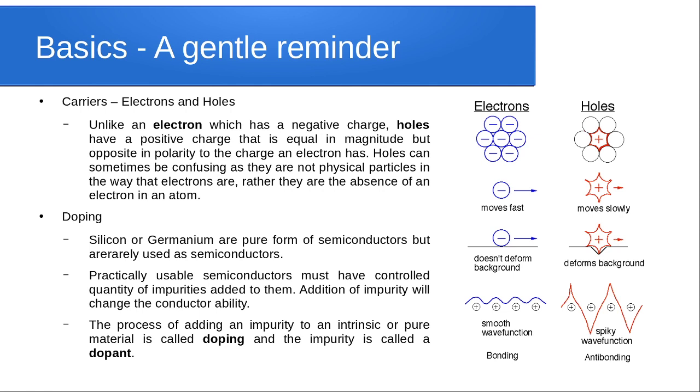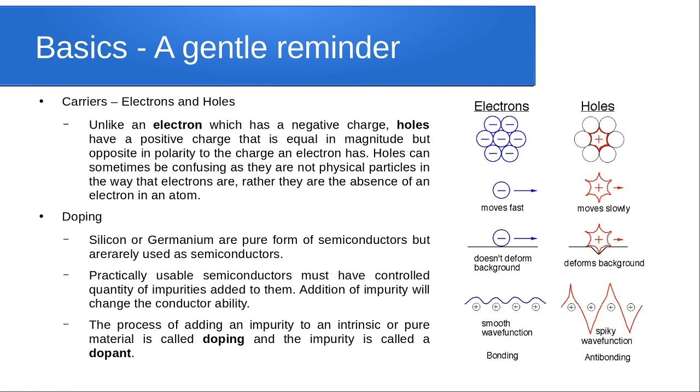Unlike in conductors, where the current is due to the movement of electrons, in semiconductors there are two carriers, which are electrons and holes. Electrons have a negative charge and holes have a positive charge. Holes can sometimes be confusing as they are not physical particles. The absence of electrons is known as holes. That is the basic thing that you should remember.